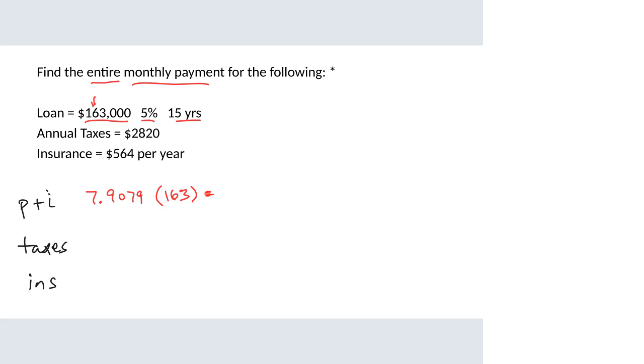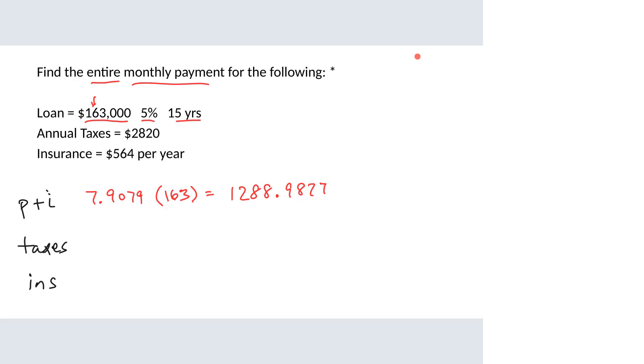7.9079 times 163 is 1288.9877. I'd really like to go ahead and round, but I'm going to wait till the very end to do any rounding, in case there's decimals all over the place.